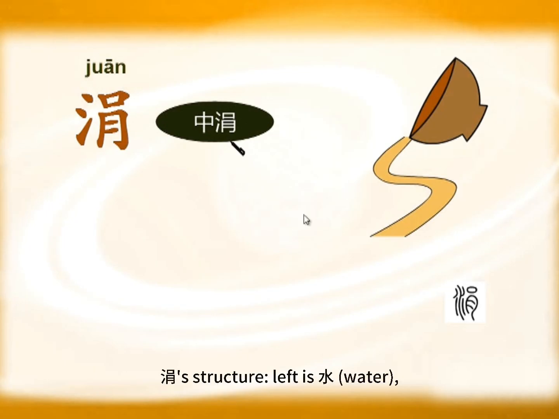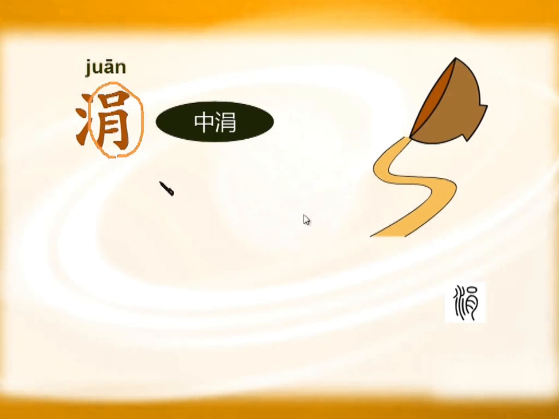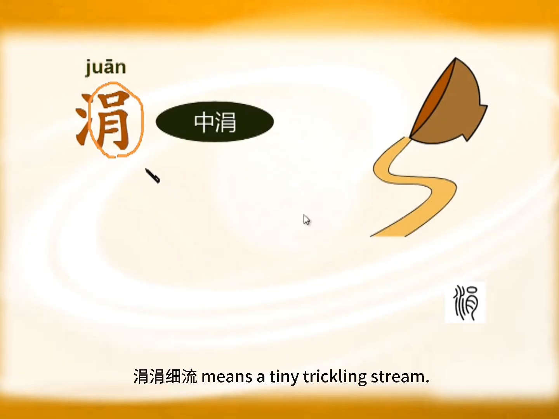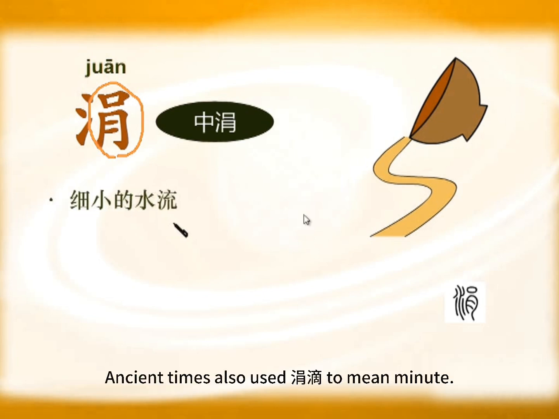涓 as structure, left is 水 water. Right character reads yuan, 肙. Its form resembles a small insect. Originally meaning small insect. Here indicates small. 涓 originally meant a tiny stream of water. 涓涓细流 means a tiny trickling stream. Ancient times also used 涓滴 to mean minute.